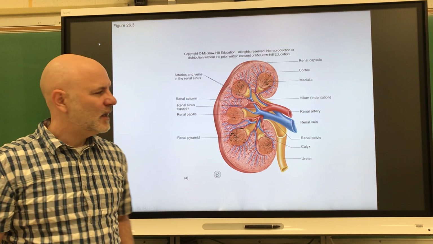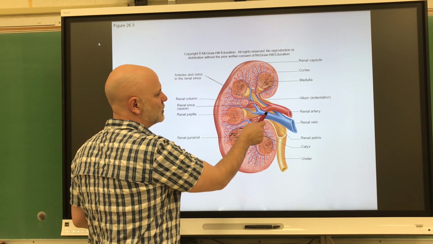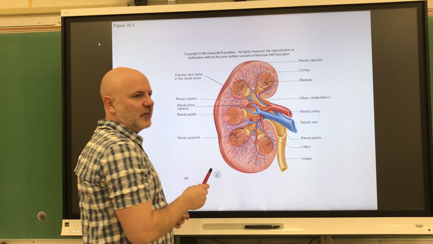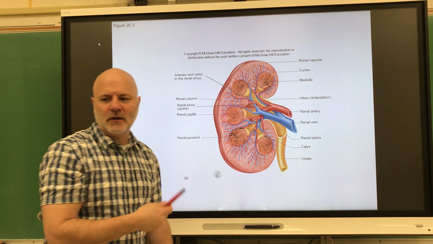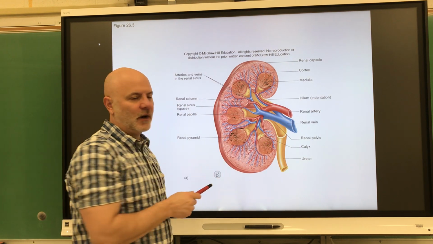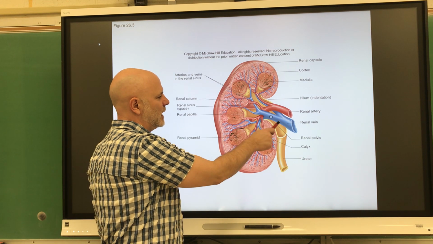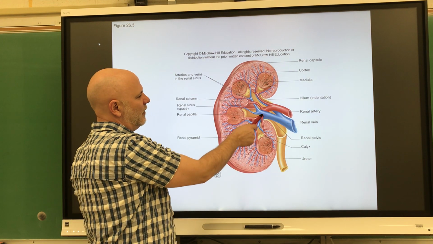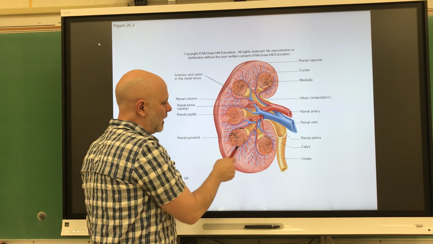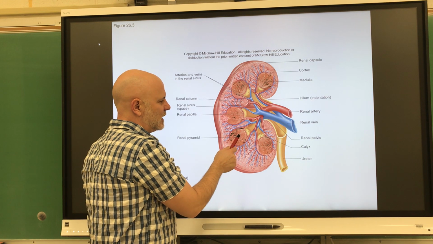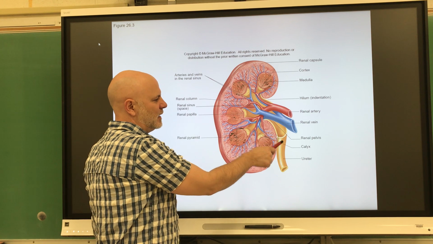Next is the renal pelvis. So here is the ureter, and when the ureter comes into the kidney in this area, try to ignore the blood vessels there, that is the renal pelvis. This is an enlarged opening to the ureter, and it is continuous with the ureter, so urine will move from here into there. Coming off of the renal pelvis are these smaller tubes called calyces. We're going to make urine out here, and then through those collecting ducts, urine is going to move into a calyx, then to the renal pelvis, and then into the ureter.